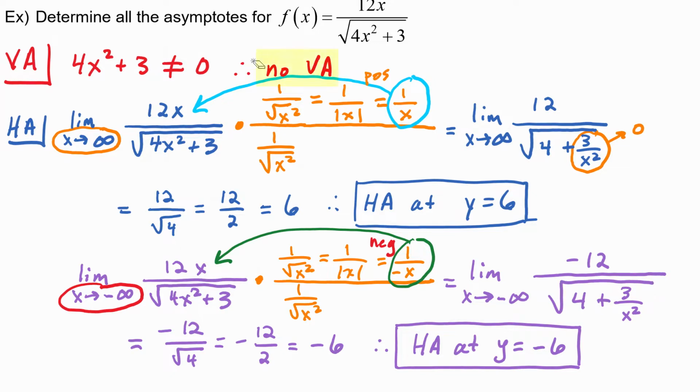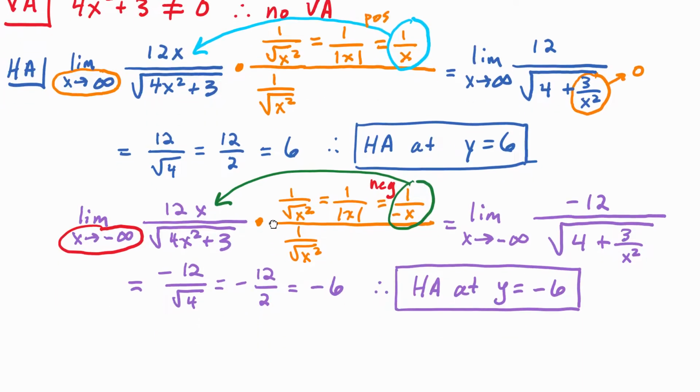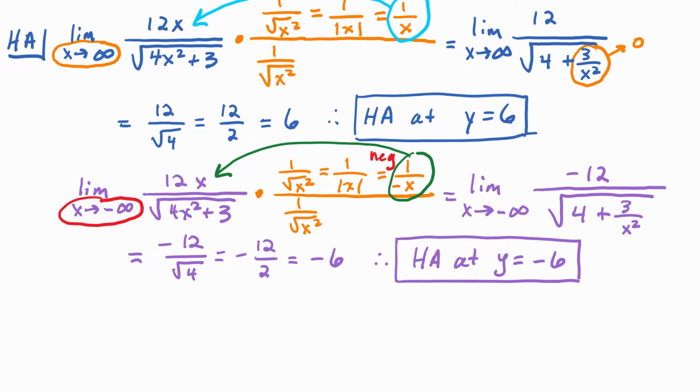So we had no vertical asymptote. We did end up with two different horizontal asymptotes. And the last thing that we have to check for is slant asymptotes. But we know for slant asymptotes, it's going to be none because we had horizontal asymptotes. And remember, they can't happen at the same time.